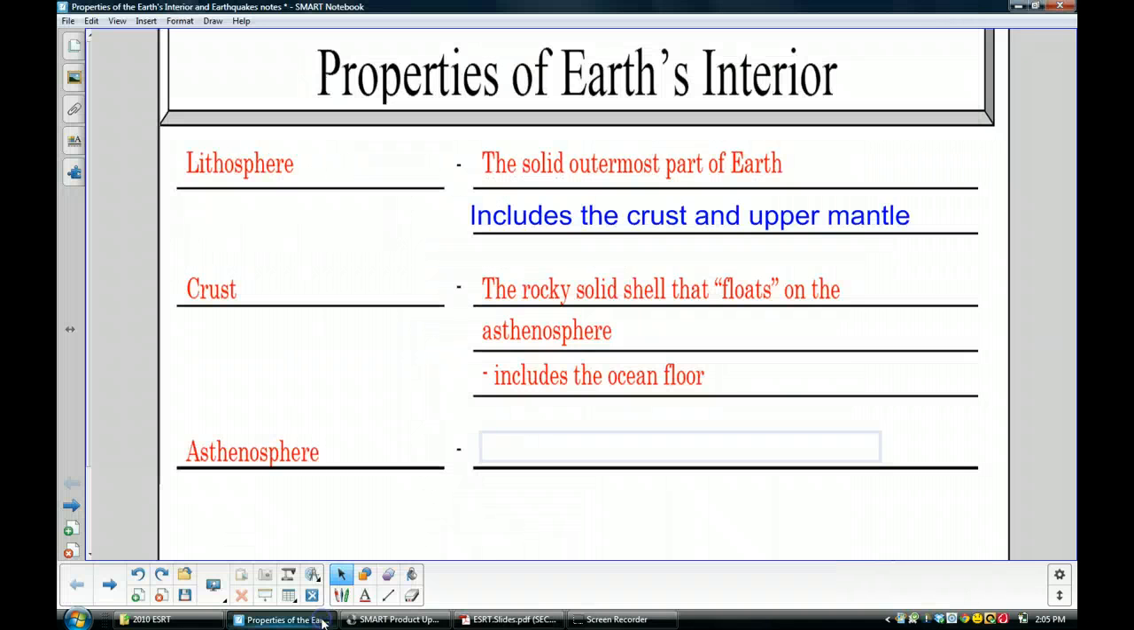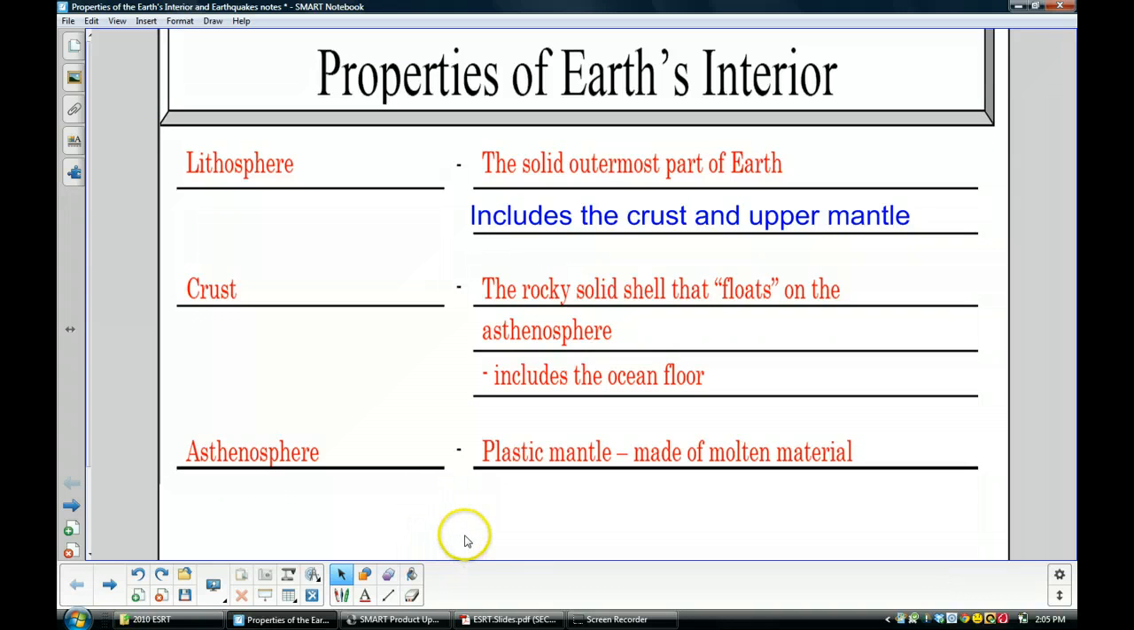The asthenosphere is rock that is not quite a liquid, not quite a solid. It's a plasticky rock. It's able to flow, and we'll see the importance of that when we get into plate tectonics and how density plays a role in this. The crust includes part of the ocean floor. It's the rock that floats on top of the asthenosphere, which is this plastic mantle. It's made of partially melted and in some places melted rock, molten material.